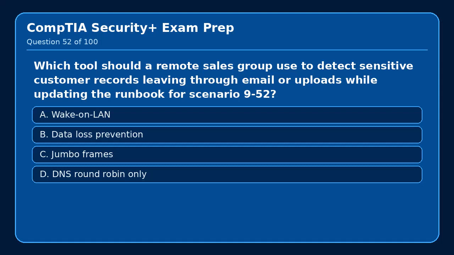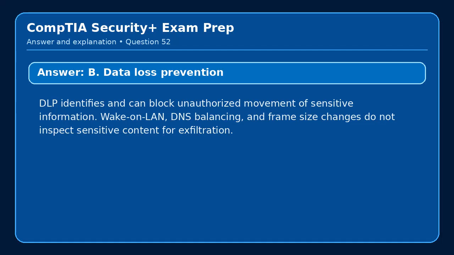Question 54. Which control checks device posture before allowing systems onto a software company's internal network during a quarterly review for scenario 9 to 54? A. Public DNS recursion. B. Default printer sharing. C. Network access control. The answer is C. NAC can evaluate identity, compliance, and device health before granting network access. Open recursion, printer sharing.